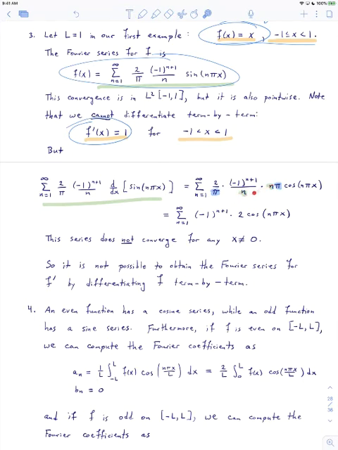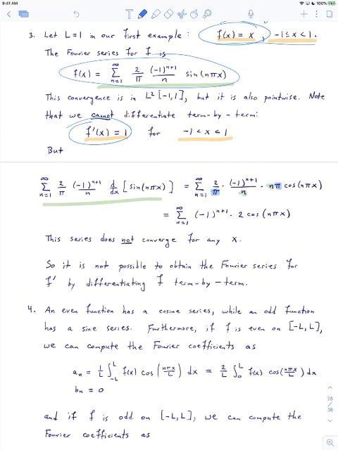And that last cancellation is very significant, because then you have this series, the sum n equals 1 to infinity of -1 to the n plus 1 times 2 times cosine n pi x. This doesn't converge for any x not equal to 0. It doesn't even converge for x equals 0, because when x is equal to 0, this just becomes 1, and then this is certainly a non-converging term. So this series does not converge for any x at all. So it is not possible to obtain the Fourier series for f prime by differentiating f term by term. This is somewhat surprising.